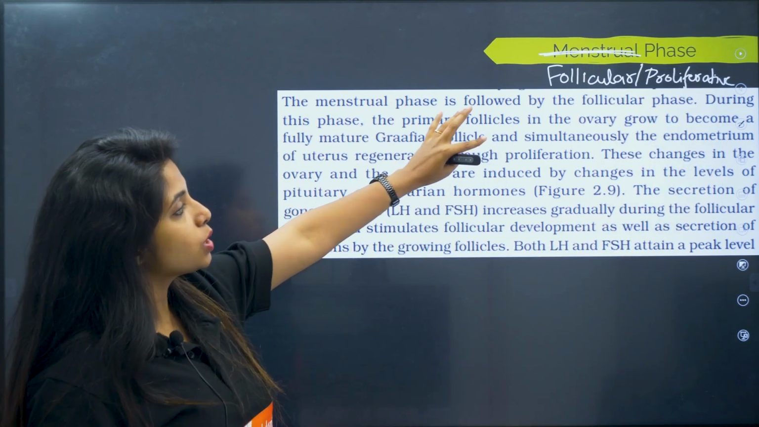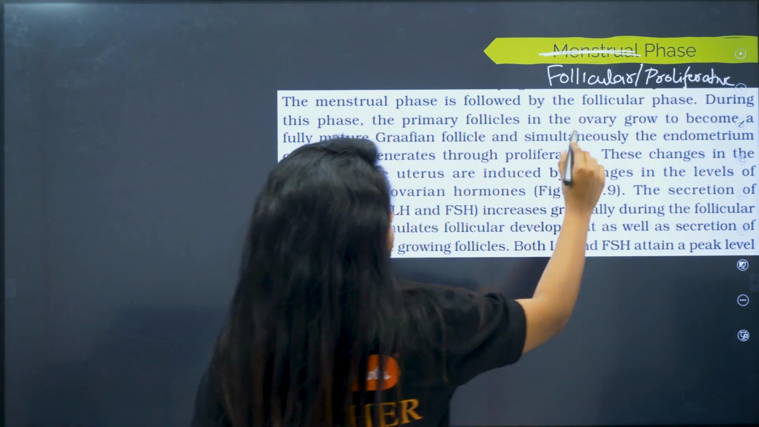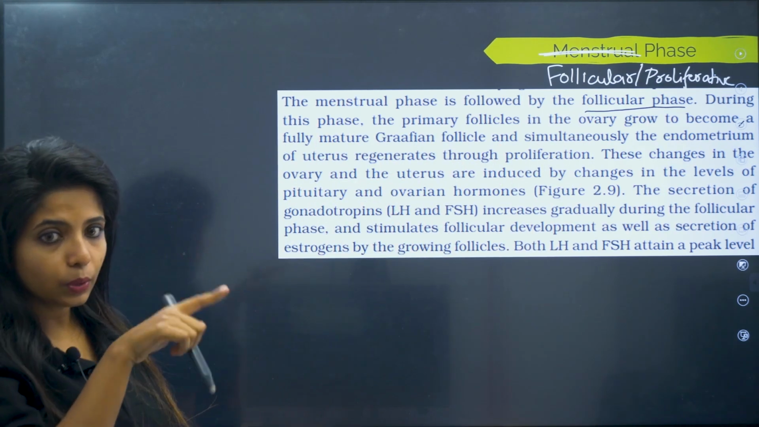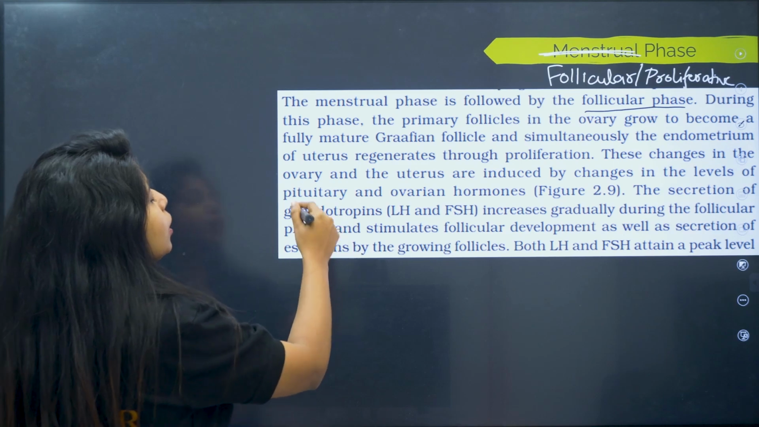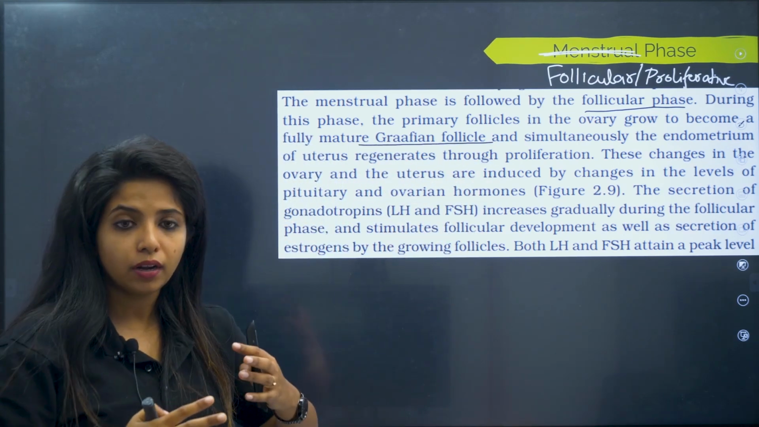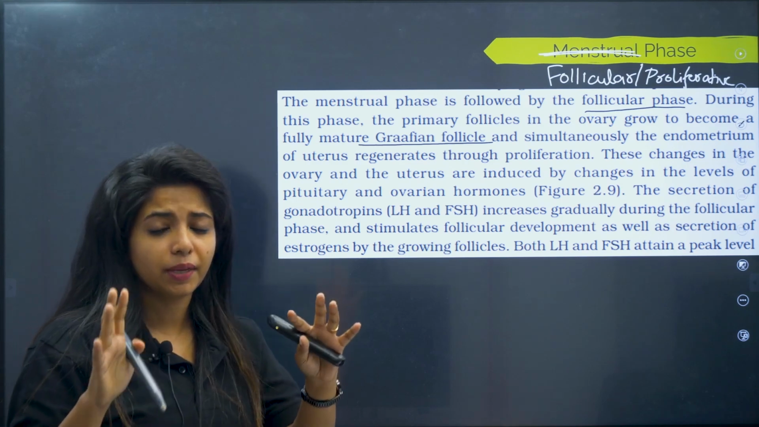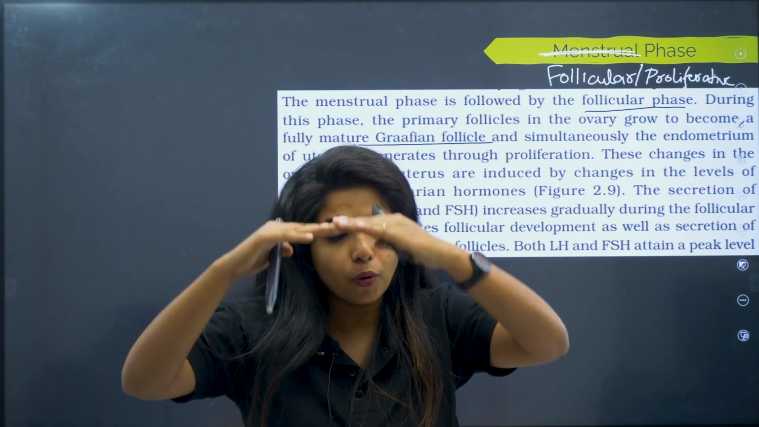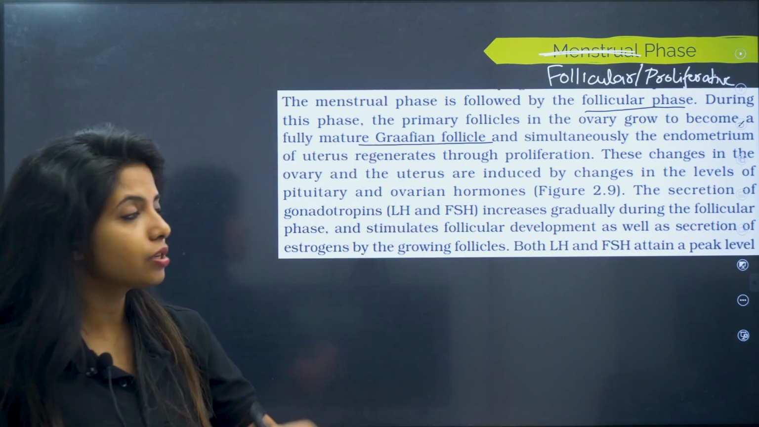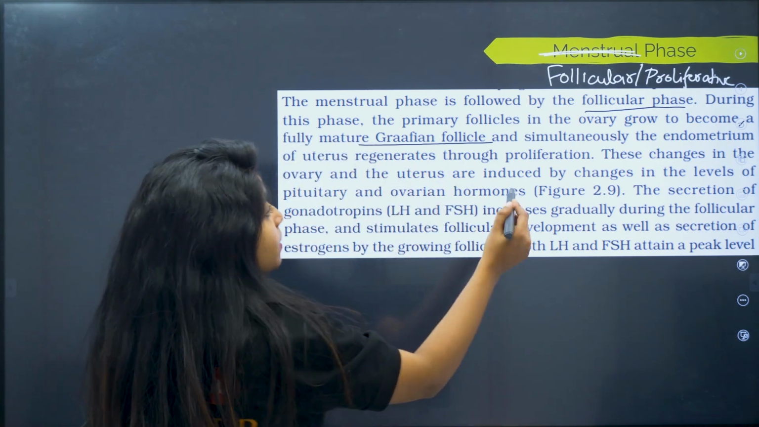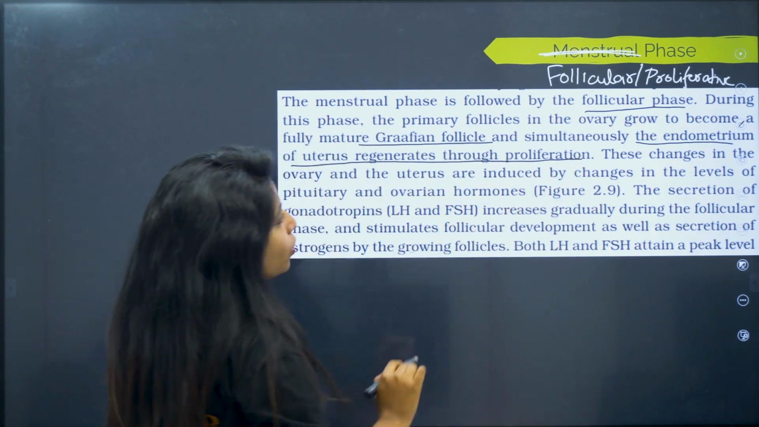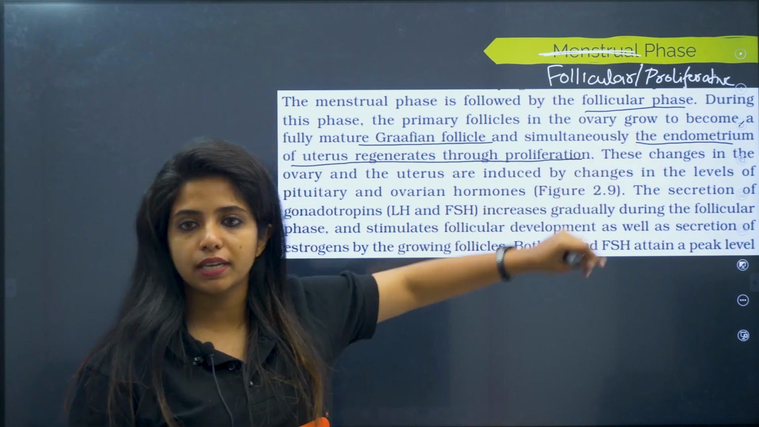Now the menstrual phase is followed by what? Follicular phase. Agree? During this phase, the primary follicles in the ovary grow to become a fully mature Graafian follicle. Now lots of them will obviously be trying to mature, but with the help of inhibin and the estrogen, the follicle stimulating hormone will go down, which is why only one particular dominant follicle will go ahead with maturation and form what? Graafian follicle. And simultaneously, what is happening? The endometrium of the uterus regenerates through proliferation, which is why it is known as proliferative phase as well.